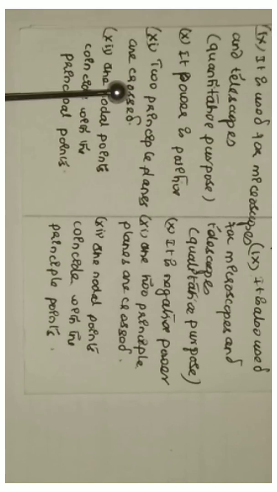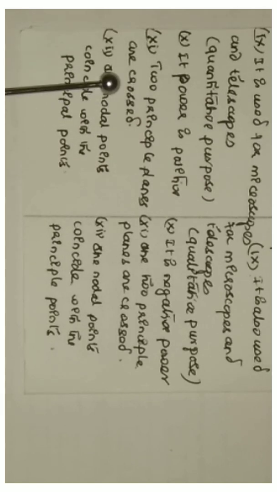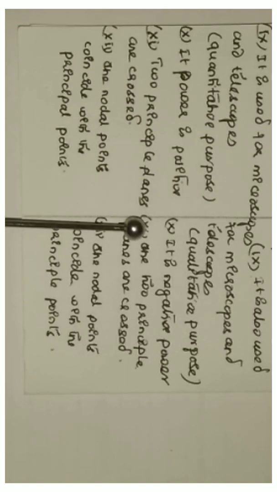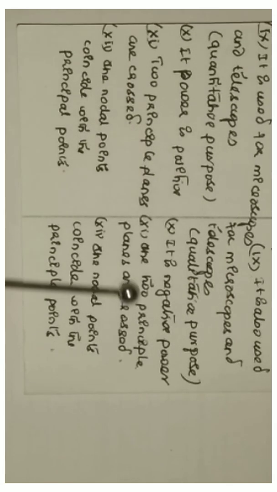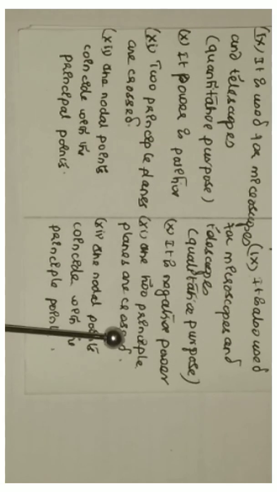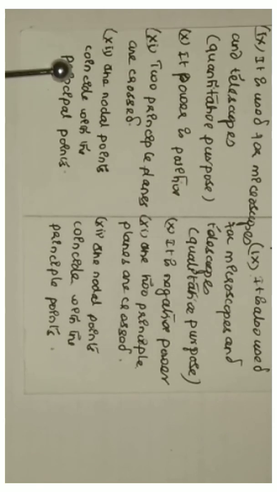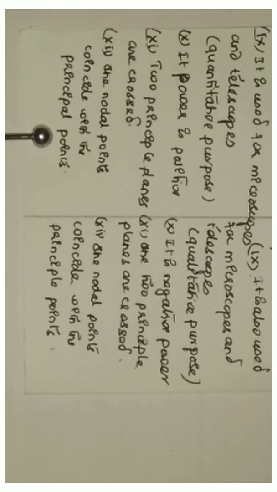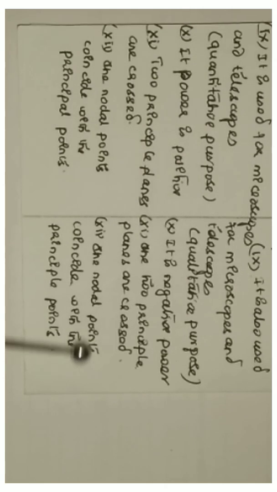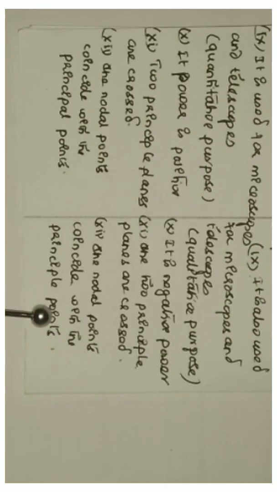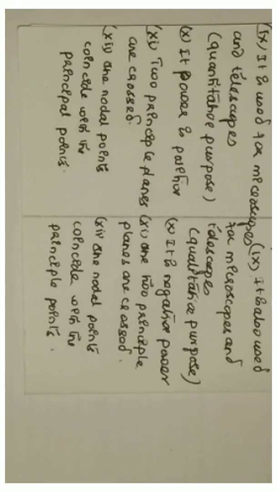The two principal planes are crossed for Ramsden's eyepiece. Similarly, for Huygens eyepiece, the two principal planes are crossed as well. The nodal points coincide with the principal points for Ramsden's eyepiece. The nodal points coincide with the principal points as well for Huygens eyepiece.